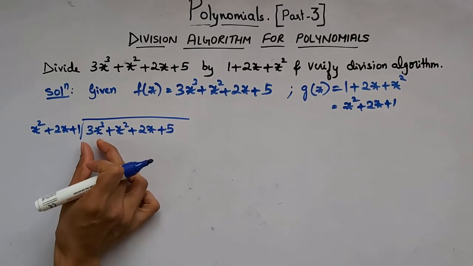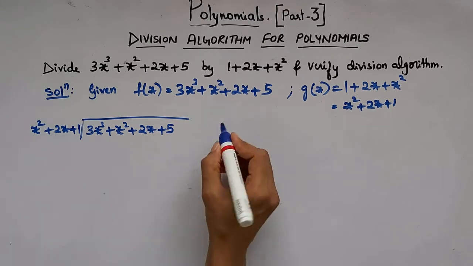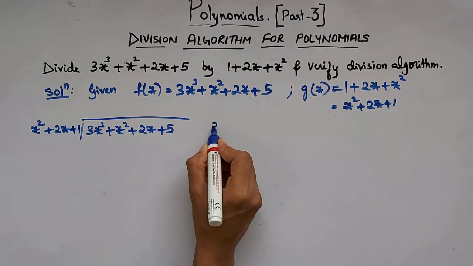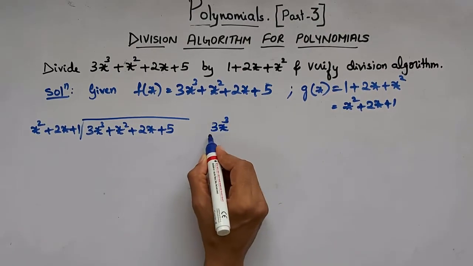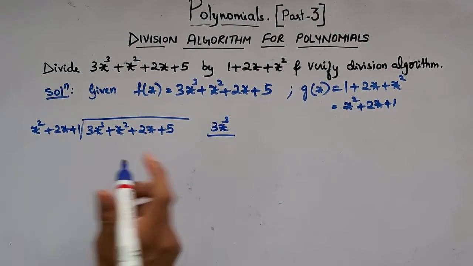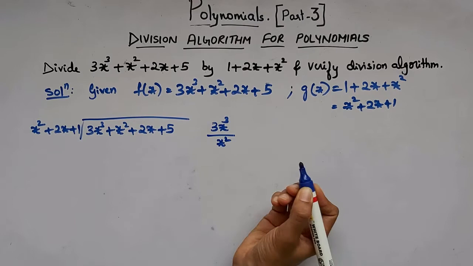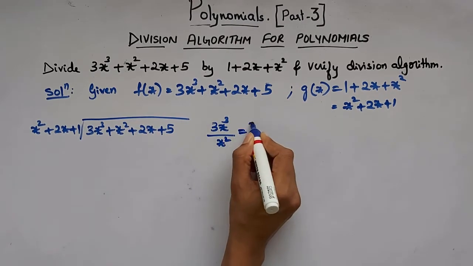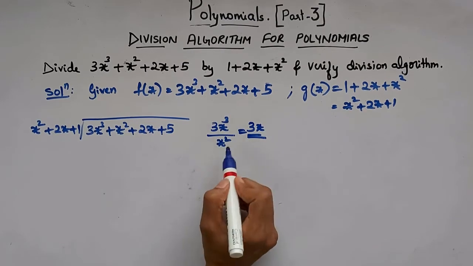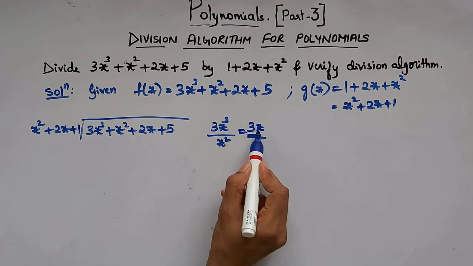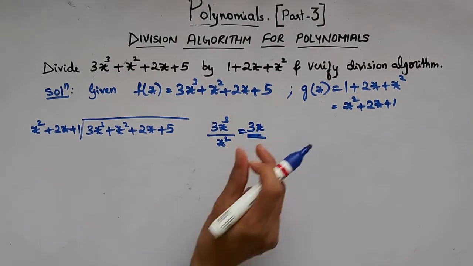Now we have to make the first term of the dividend 0. For that, take the first term of the dividend, that is 3x cube, divided by the first term of the divisor, here it is x square. So you will get 3x. Here x cube, so x square is gone, left with 1x, so 3x. Now write this 3x here.